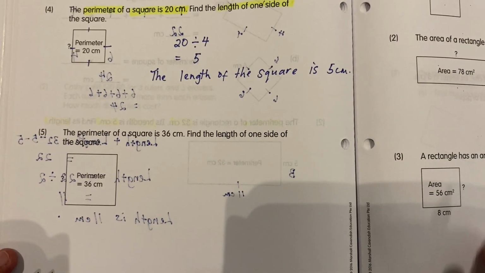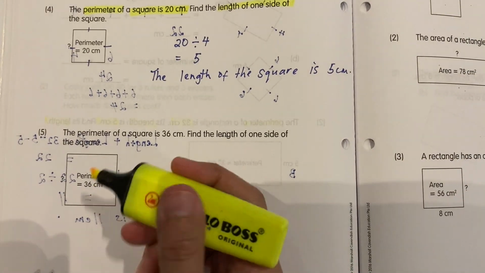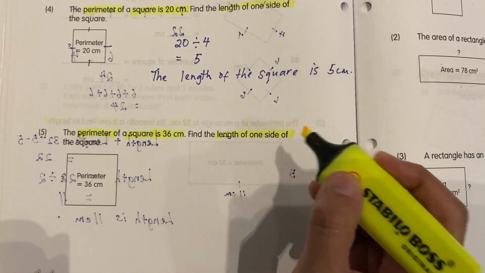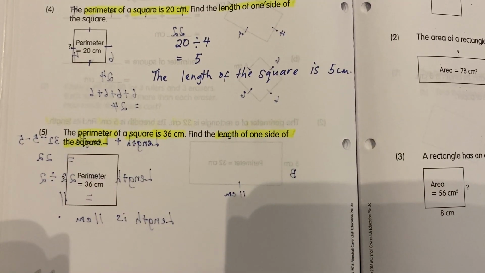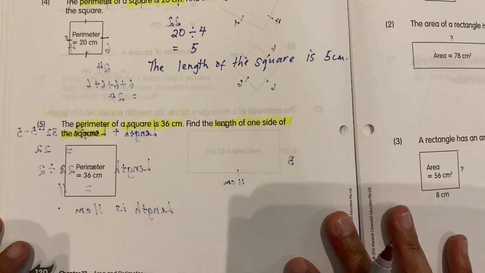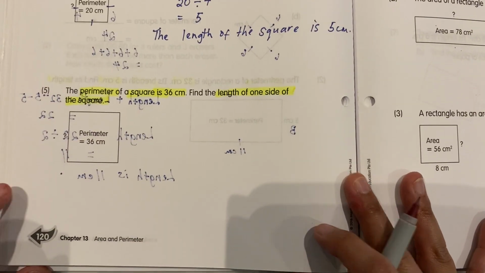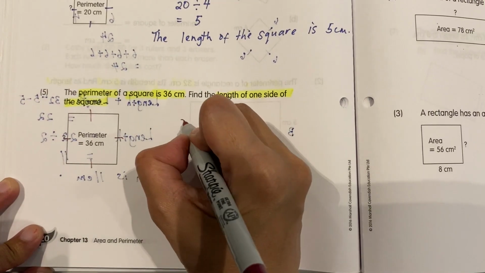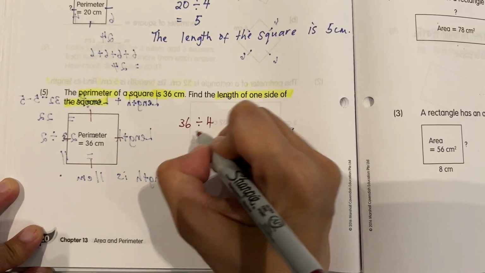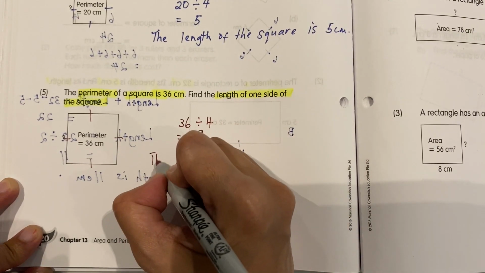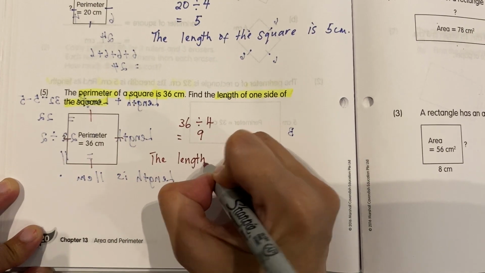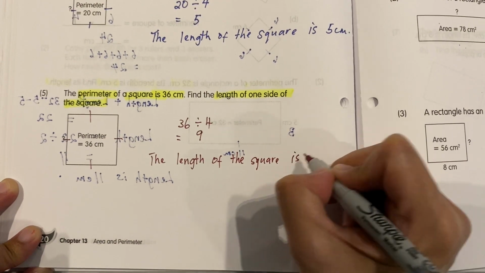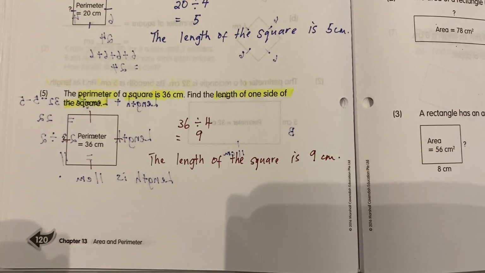Next. The perimeter of a square is 36. So again, this is a square. Find the length of one side of the square. So that's 36. You know that all the sides are the same. They are equal, right? It's a square. So 36 divided by 4 equals 9. So the length of the square is 9 cm. Okay, done.